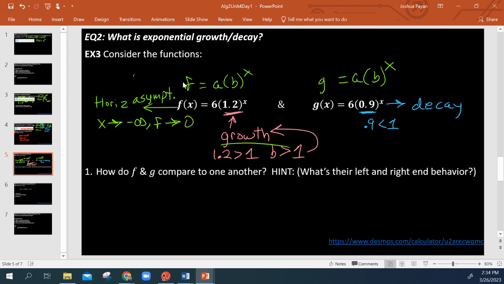Okay. Now, on the flip side, this guy over here, g of x, because it showed decay, right, it had the same horizontal asymptote, right, except on the opposite end. So as x approached positive infinity, g approached zero. Okay, so this one also had a horizontal asymptote at y equals zero, but on the opposite end because it was decay, right? So pretty simple, pretty straightforward, the difference between exponential growth and decay.